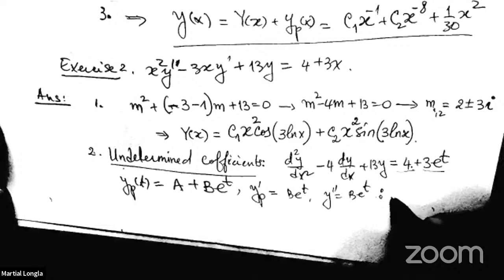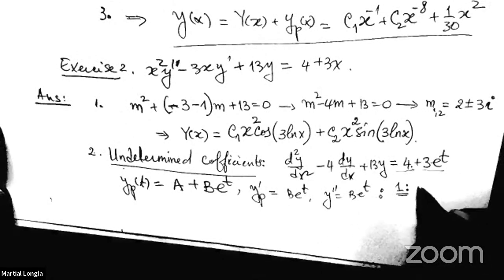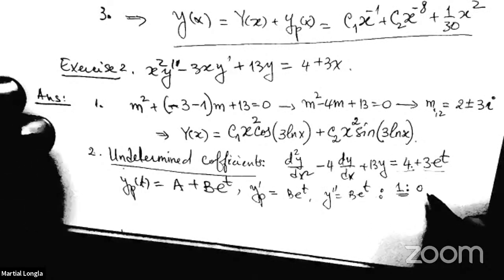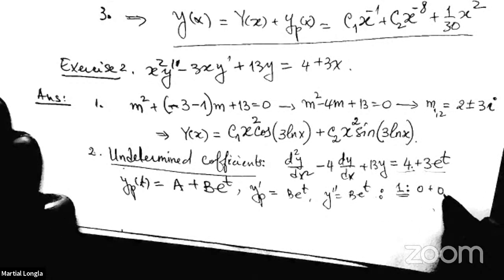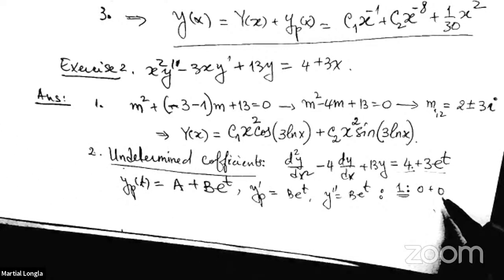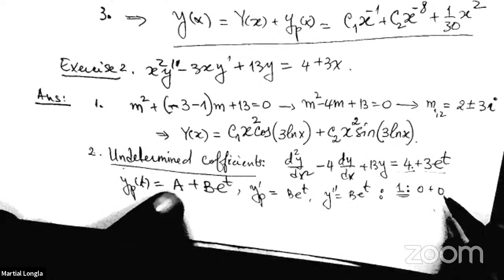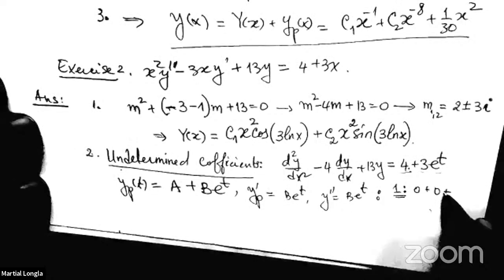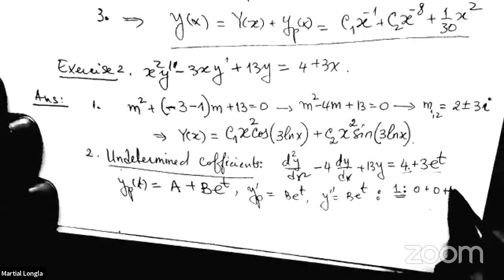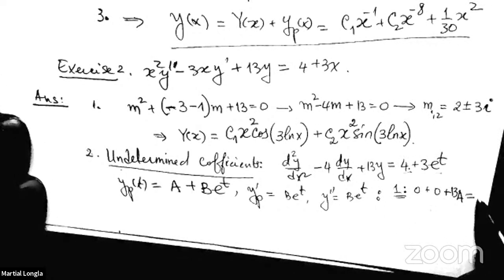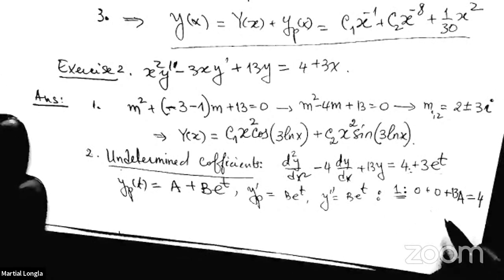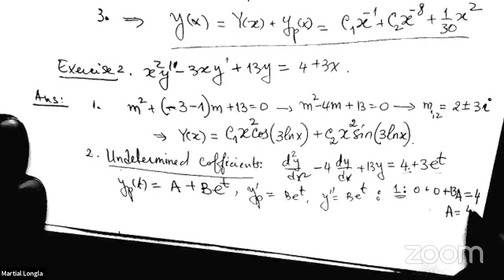You go for the constant 1. In the second derivative, it's 0. In the first derivative, it's 0. And in the original function, that's a times 13. So 13a equals the right-hand side, 4. So you get a equals 4/13.